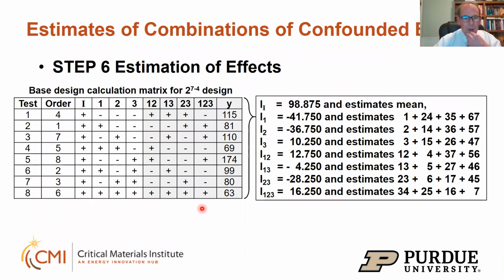All right. So when I use these responses in concert with these base design calculation matrix columns, in other words, I take column 1, I apply it to the responses. Remember, you sum everything up, divide by the number of plus signs. Here you can see I've calculated L1 for that. And that basically means that this number here estimates the mean of mu. It's mu of E1 plus mu of E24, mu of E35, mu of E67. Now, of course, some of these two-factor interactions and main effects could be 0.